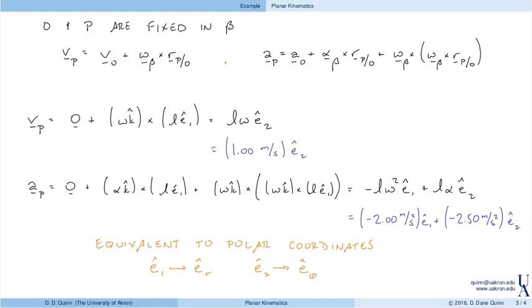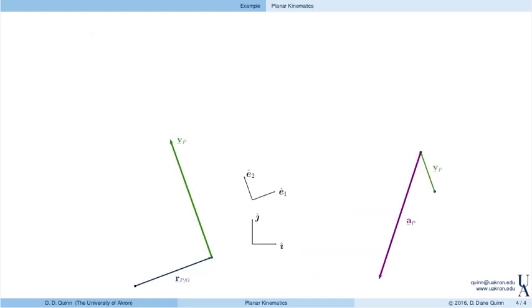So these velocity and acceleration formulas can reduce down to polar coordinates when we choose the appropriate directions, but they are in fact a more general representation of velocity and acceleration of a point fixed in an object in terms of another point also fixed in the object. So now, if we're interested in the velocity and acceleration in terms of I and j, we can calculate that too.